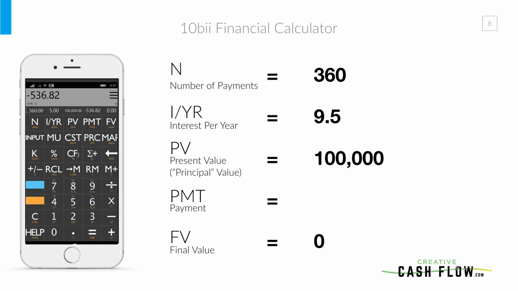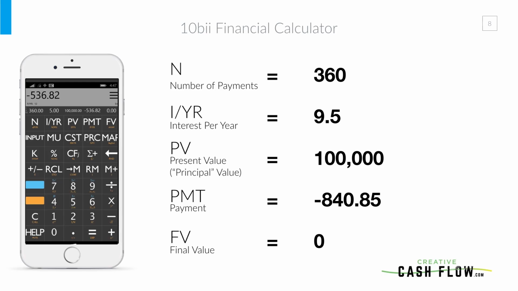PV, we said it was gonna be a $100,000 loan. So we're going to type in $100,000, we're going to hit PV, and now we have 4 of the 5 items filled in. We want that 5th one, so we just push PMT, and it's going to solve it for us, which is going to be 840.85. Okay, so it's as simple as that. That's how you're going to run these calculations.